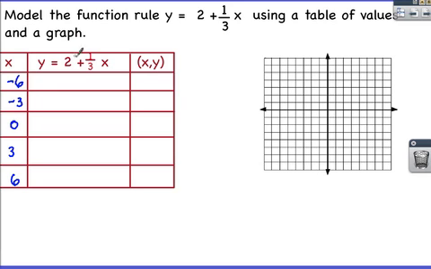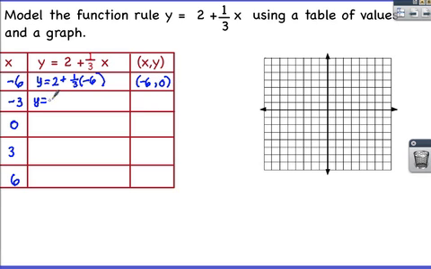So here we go. I have y equals 2 plus 1/3 times negative 6. Now we always start with multiplication here because of order of operations. So we're going to do 1/3 times negative 6 first, which gives us negative 2. Negative 2 plus 2 is 0. So negative 6 comma 0.